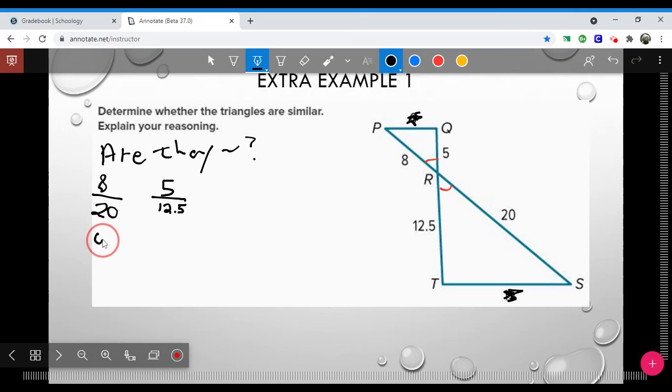I get 0.4, 8 divided by 20. I did 5 divided by 12.5. I got 0.4. And so, yes, those two sides are proportional.